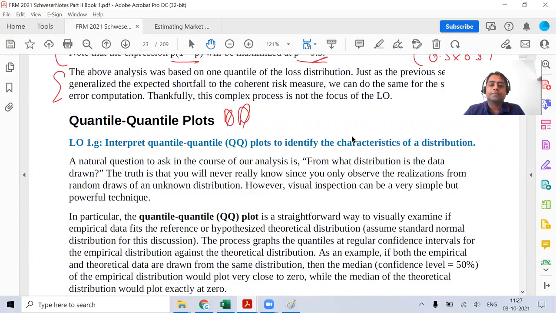One second. Okay, I hope everybody is able to see the screen.